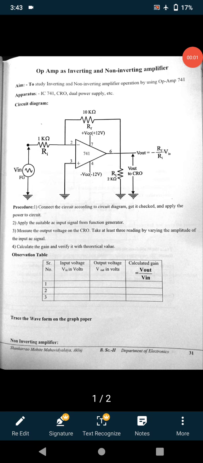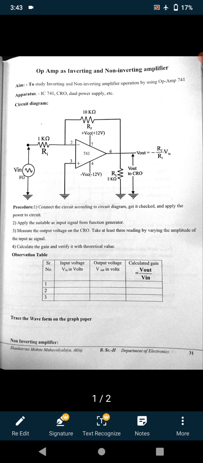Hi everyone. Today's practical experiment is the op-amp as an inverting and non-inverting amplifier. That means the operational amplifier is used as an inverting and non-inverting amplifier. The whole experiment chart is explained in this link.